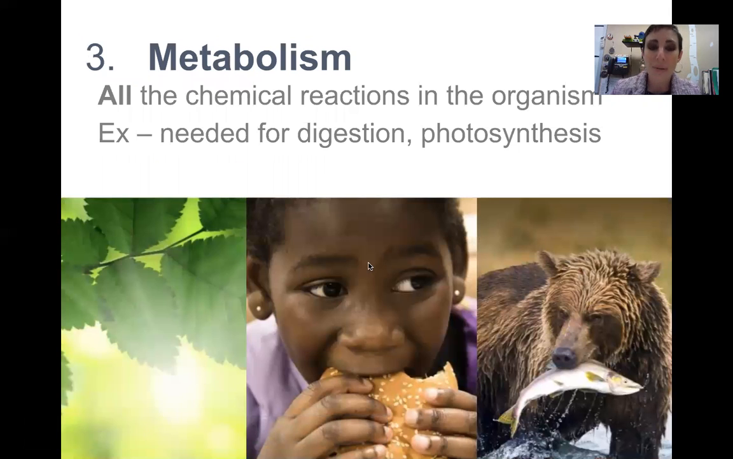Okay, metabolism. This is all the chemical reactions in an organism. So not just eating. Eating is a form of metabolism, but metabolism refers to all the chemical reactions. For example, photosynthesis would be a part of metabolism. It's a chemical reaction performed inside plants. You could also say cellular respiration, any kind of hormonal chemical reactions in the organism would be part of metabolism.